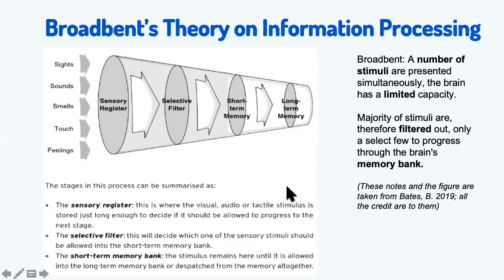And according to Broadbent, a number of stimuli are presented simultaneously. So our brain does have this limitation in absorbing all the information. Some will be forgotten.